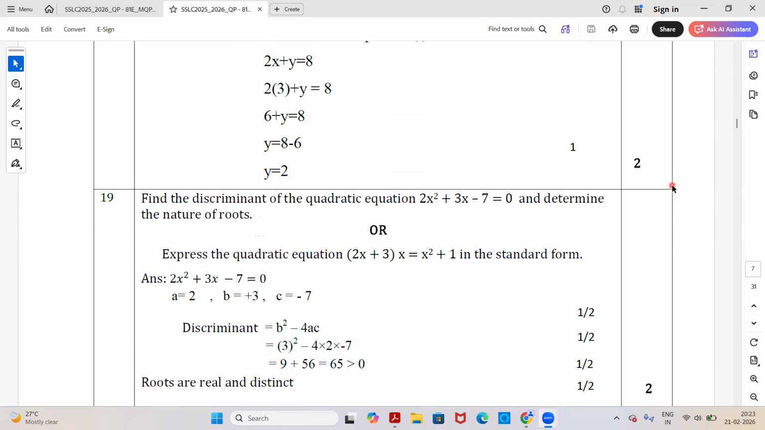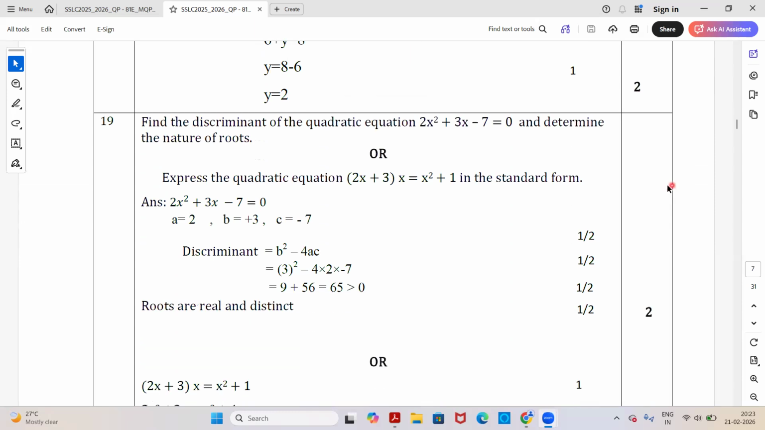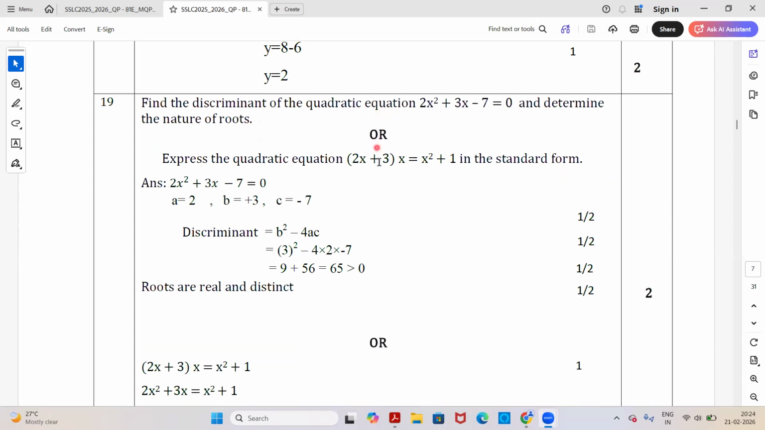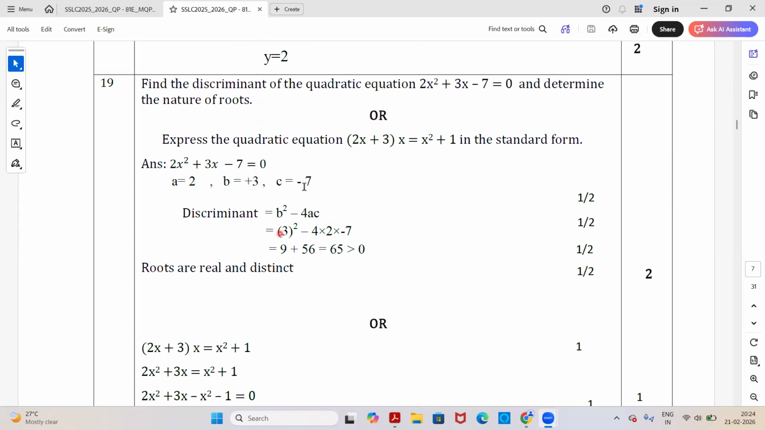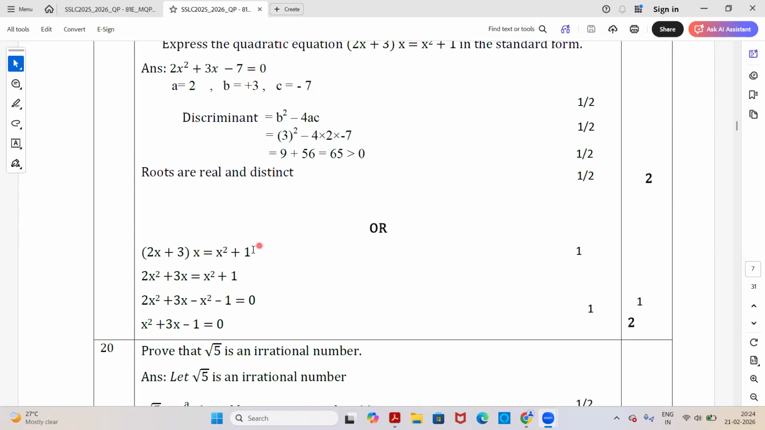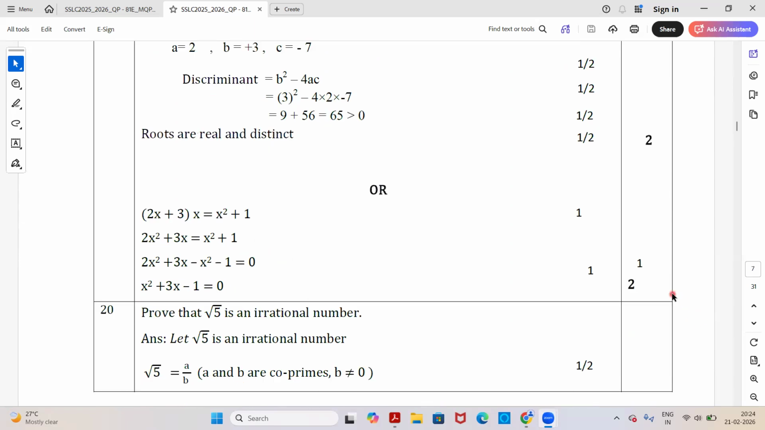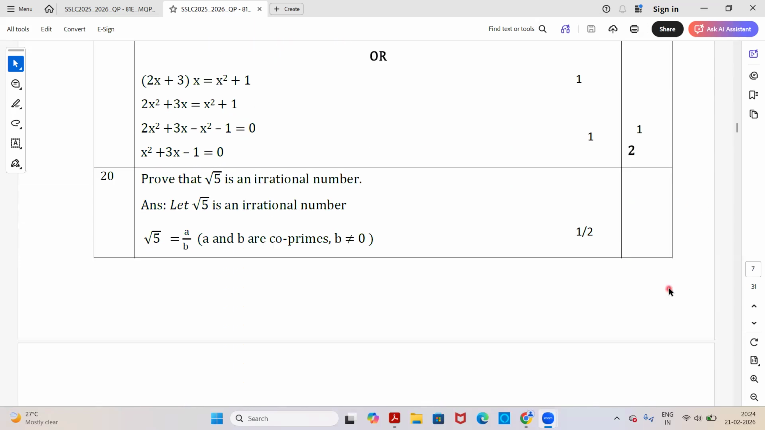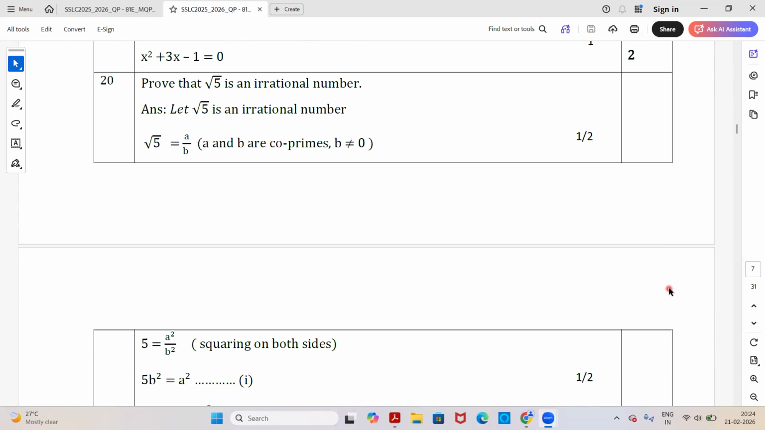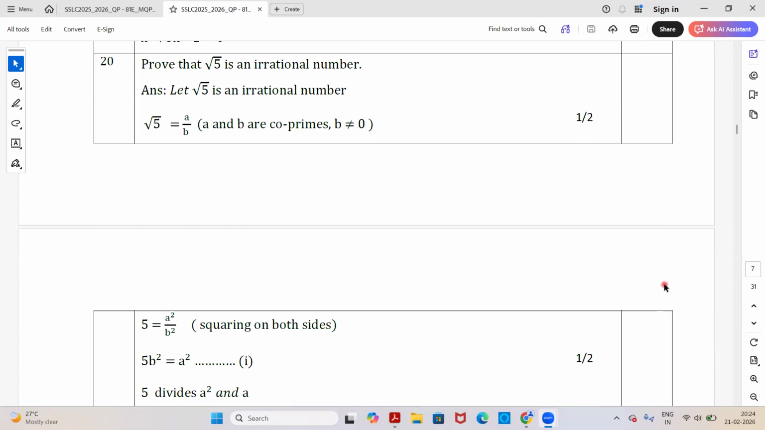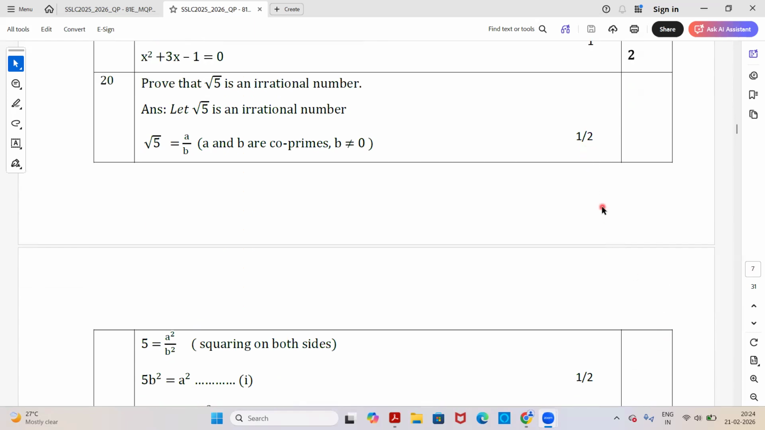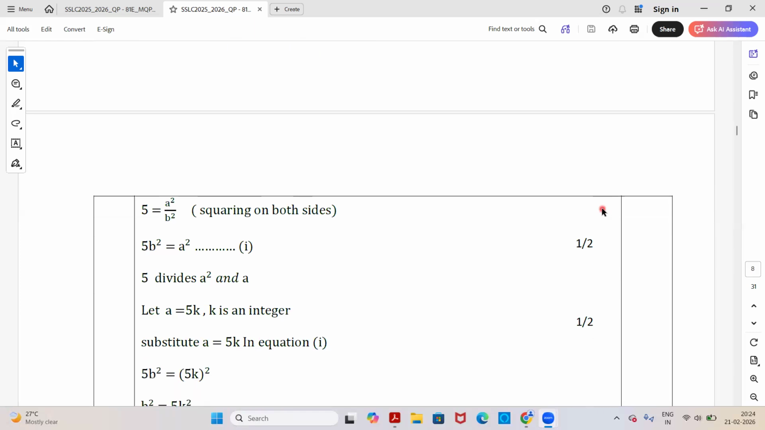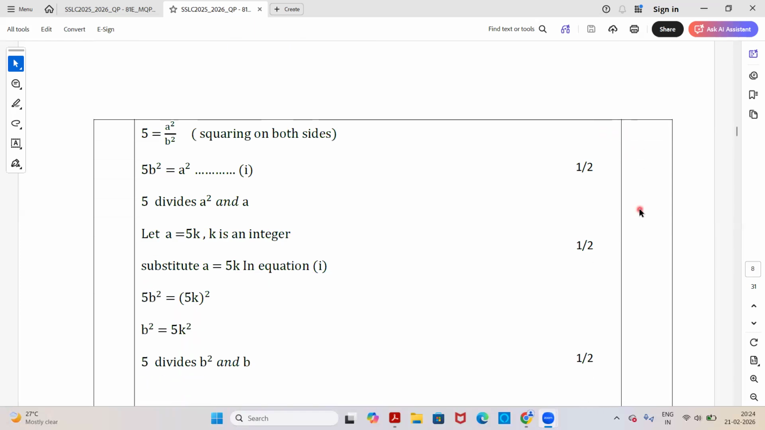Then comes question 19. Question 19 is again optional question. You can see 2 questions over here. So answer for the first one and answer for the second one. Okay. Next question 20. You can see half mark for each step. It's given how you get marks. Allocation is given over here.